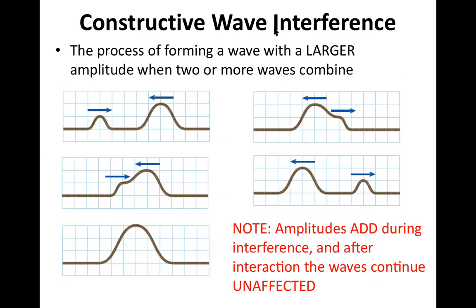For wave interference, constructive interference is the process of forming a wave with a larger amplitude when two or more waves combine. Let's say we have a crest going to the right and a crest going to the left. At the moment that there's interference, the amplitude is the sum of the individual amplitudes. After interference, the waves continue in their original direction and are unaffected. So this crest with an amplitude of 1 that is moving to the right continues with an amplitude of 1 moving to the right after the interference. But during the time of interference, the principle of superposition applies.